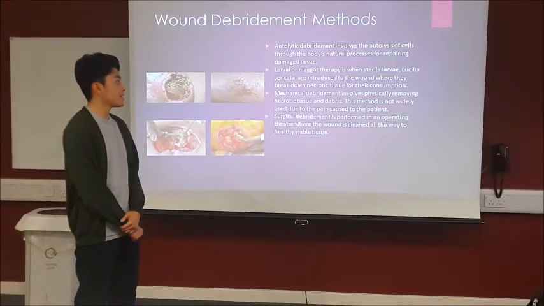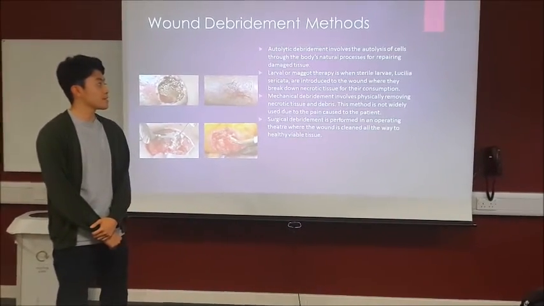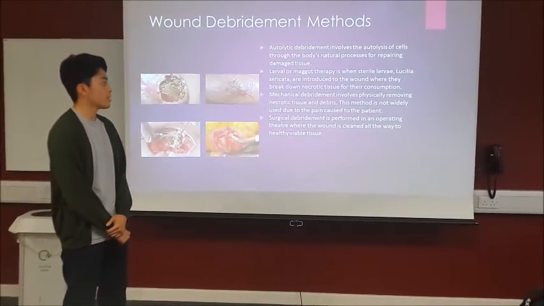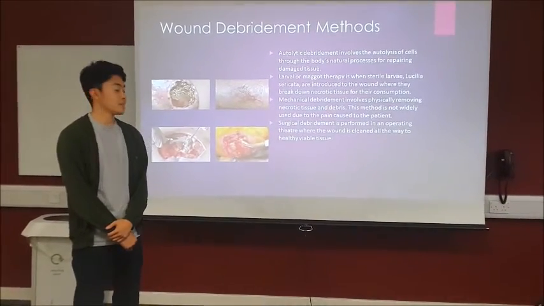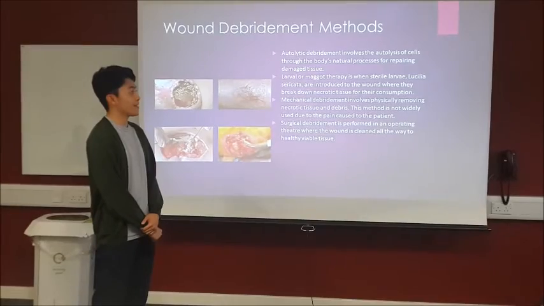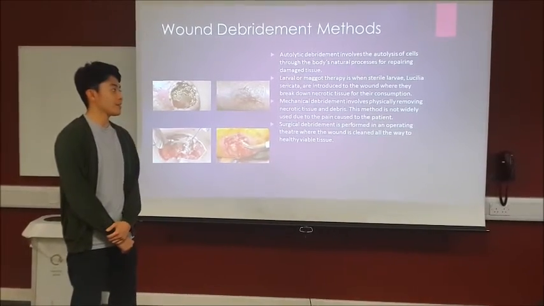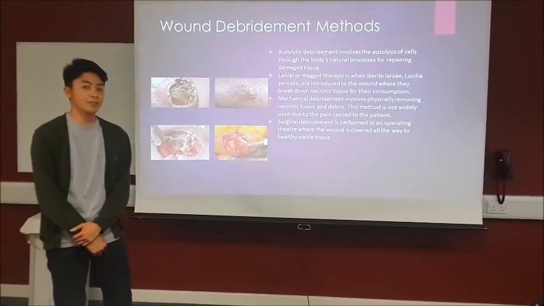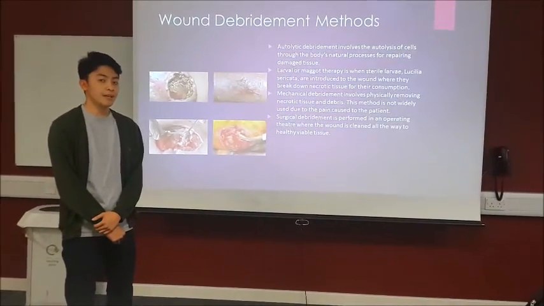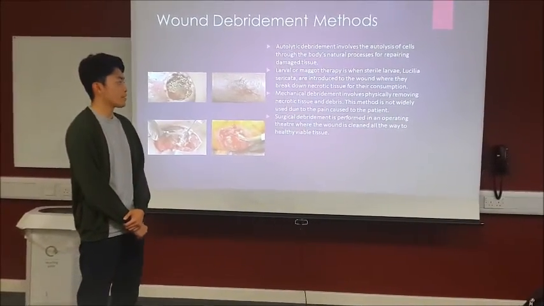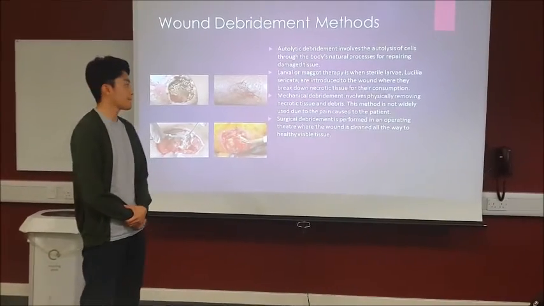Autolytic debridement involves the autolysis of cells through the body's own natural processes for repairing damaged tissue. Larval or maggot therapy is when sterile larvae, Lucilia sericata, are introduced into the wound, where they secrete proteolytic enzymes which break down necrotic tissue for consumption.